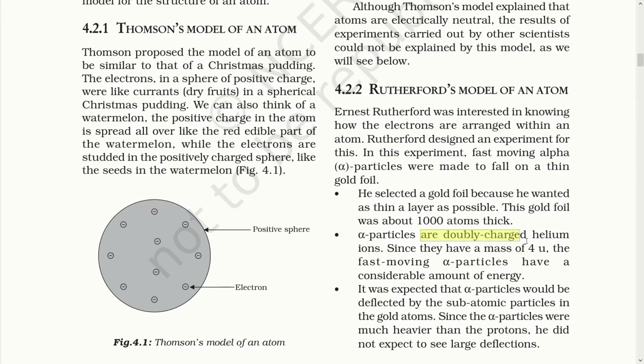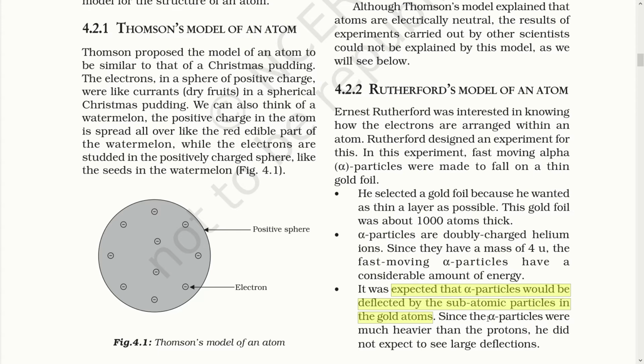Alpha particles are doubly charged helium ions. Since they have a mass of 4u, the fast moving alpha particles have a considerable amount of energy. That means he chose these two things for two reasons. The first thing, gold foil. It can be made as thin as possible, and alpha particles can travel a greater distance with the same intensity. It was expected that alpha particles would be deflected by the subatomic particles in the gold atoms.